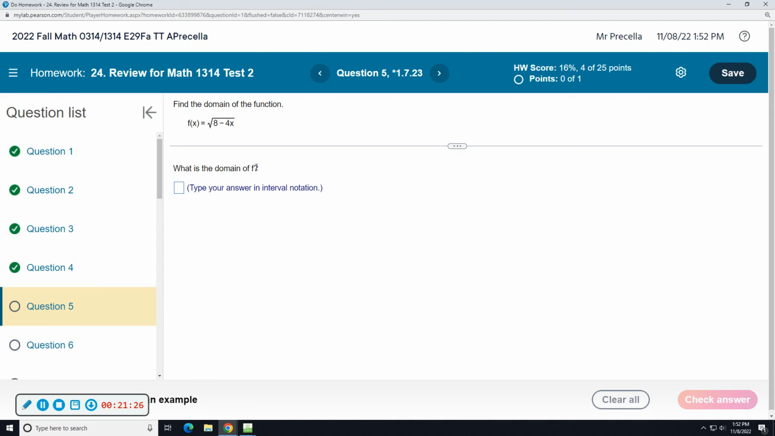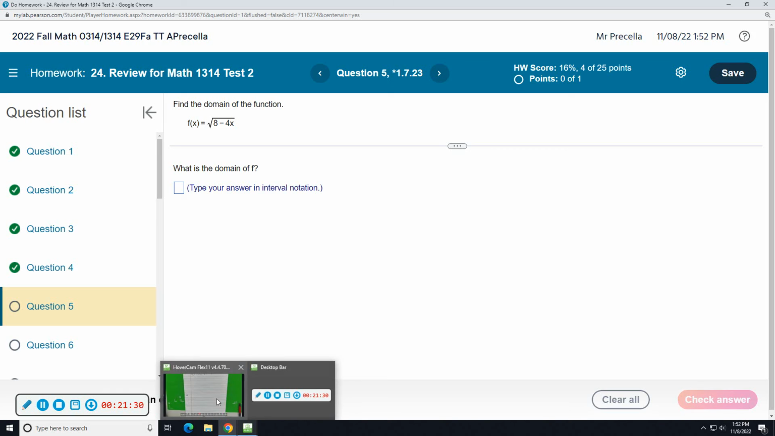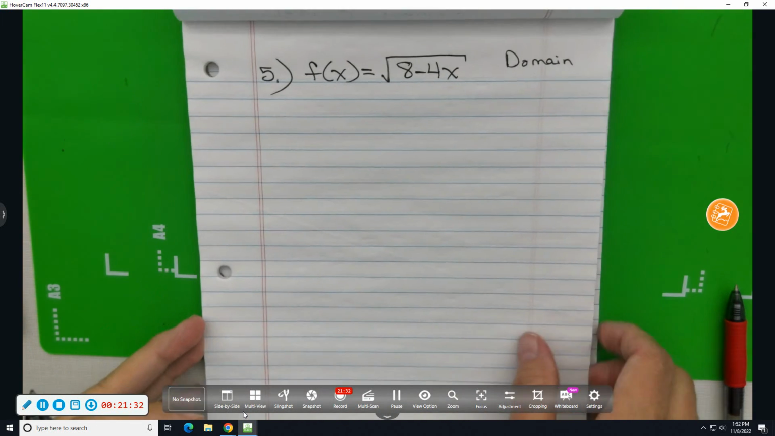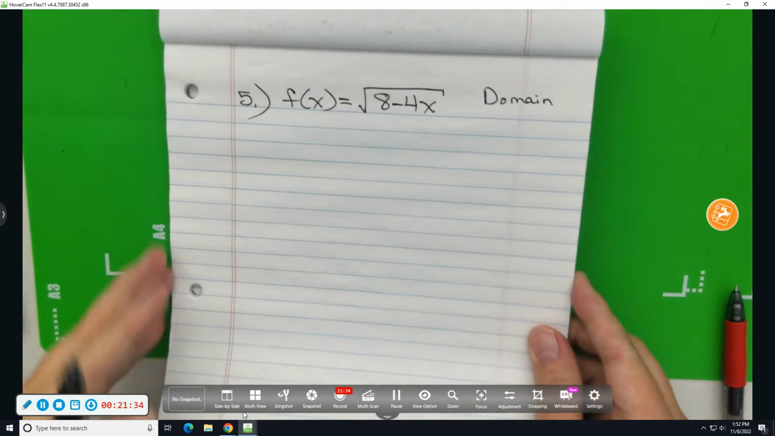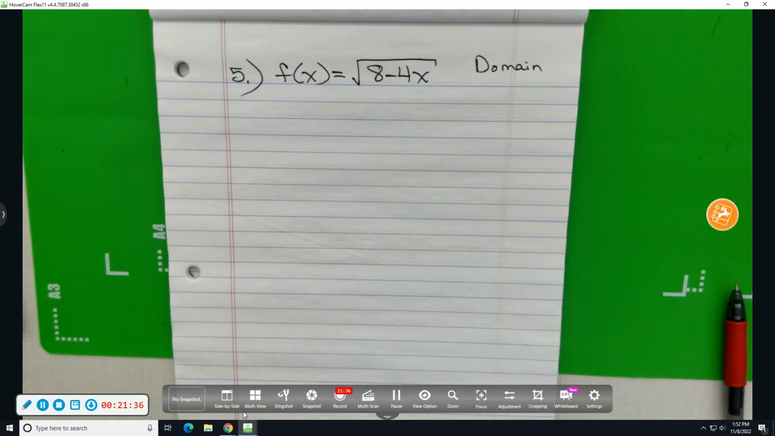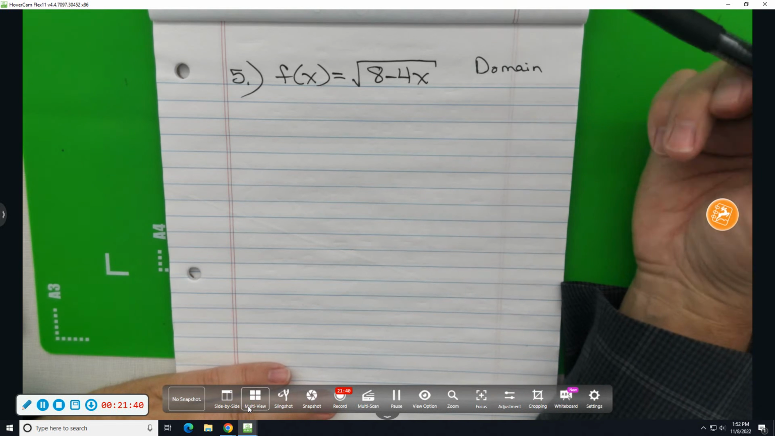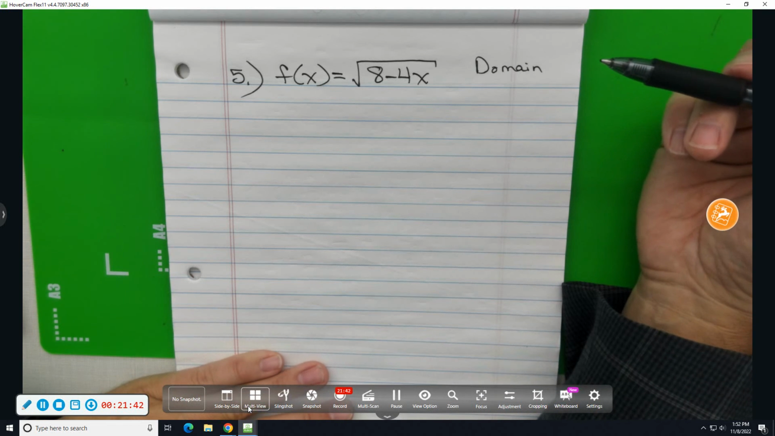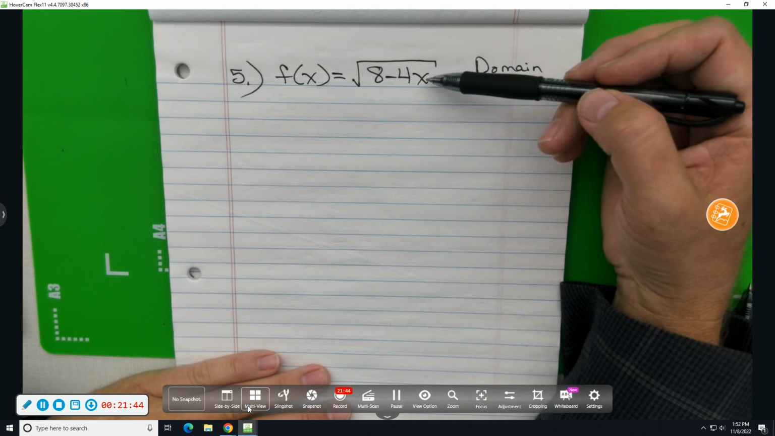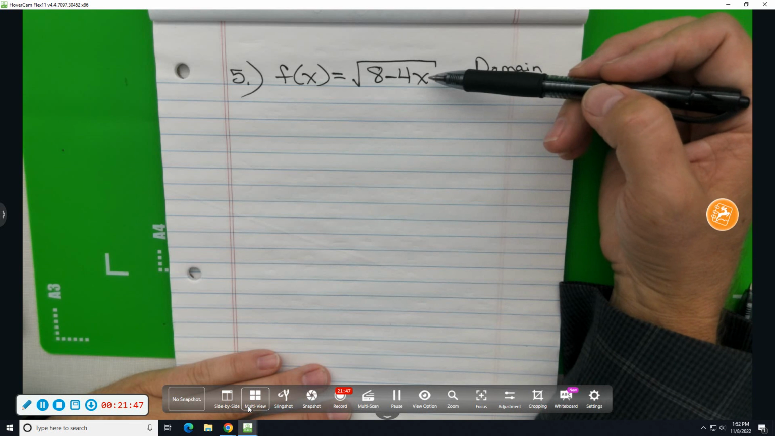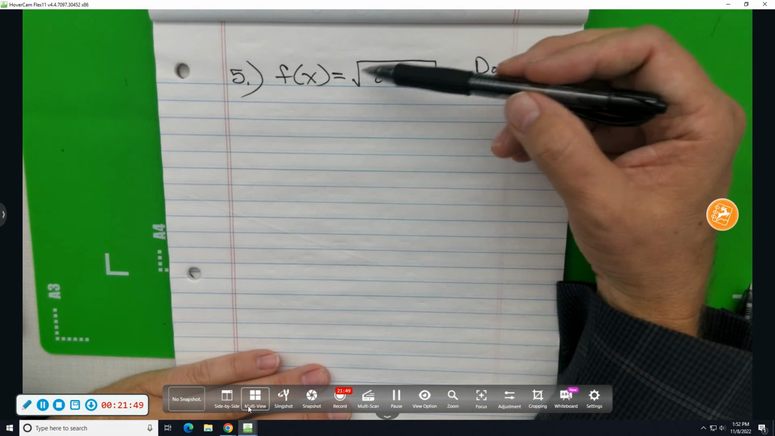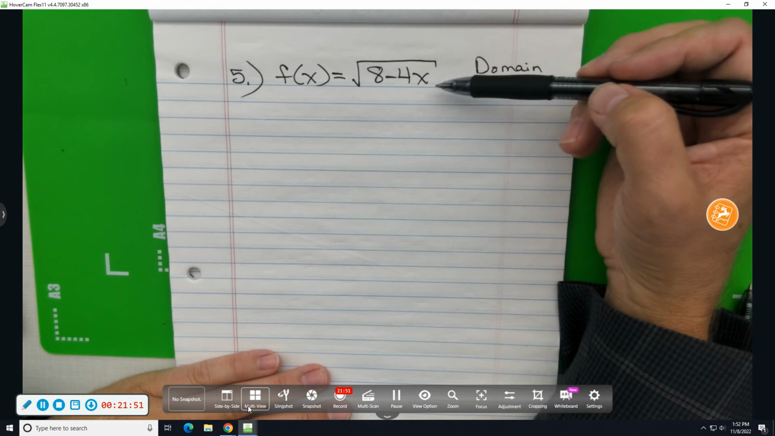Let me switch back to my paper right here. There. The first thing when I'm finding a domain, I always ask myself, will the function produce imaginary numbers? And in this case, it will. I see that square root. I don't want the thing under the radical to be negative.